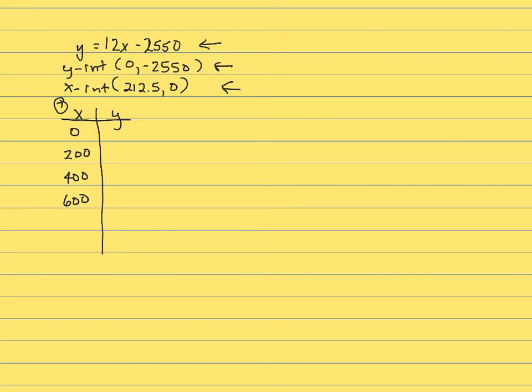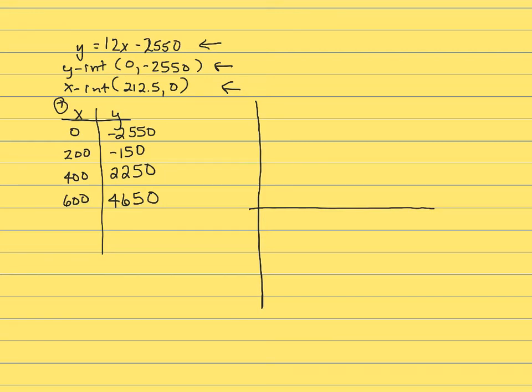So go ahead and pause the video and see if you can find the correct quantities for outputs for 0, 200, 400, and 600. Okay, hopefully we're getting the same thing. So as you see, for the x's, we just have positive inputs, but for the y's, we have both positive and negative outputs. So we're going to need the first and the fourth quadrants there.